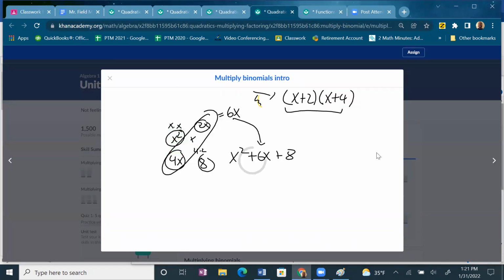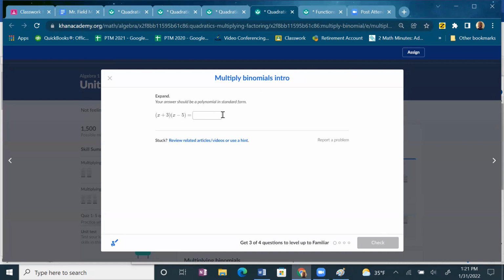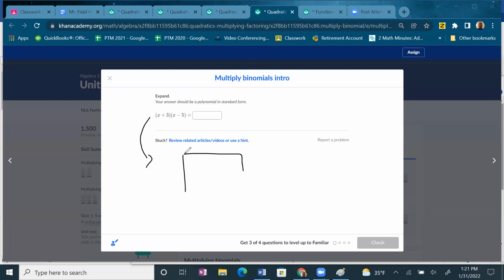Okay, Binomials Intro. This is not going to be any harder, because what we're going to do is set up a little rectangle figure like this. I make all the boxes the same size. I'm going to put the x plus 3 on top and the x minus 5 to the side, and we'll give the negative to the 5. And then we just multiply.